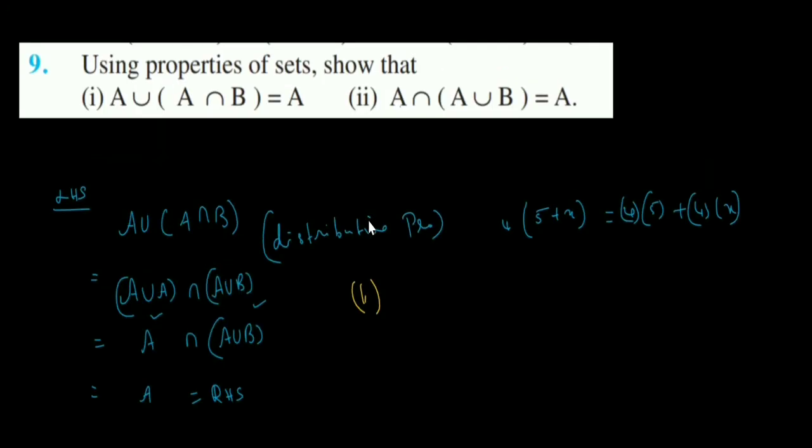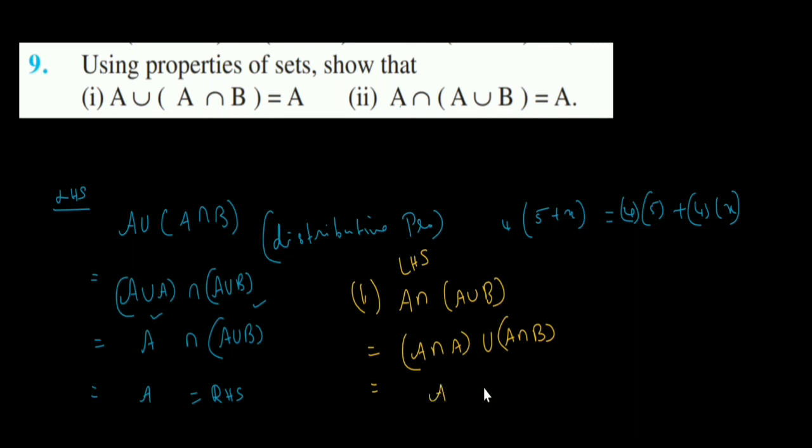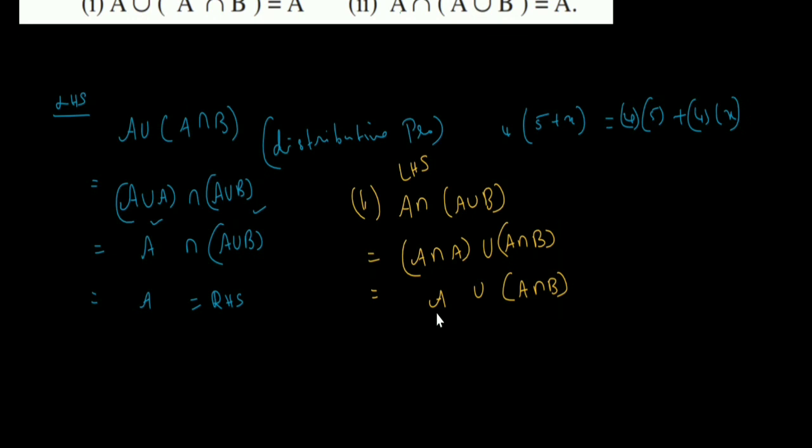What is the second part of the question? A intersection A union B, that is the left hand side. So use the distributive property again. A intersection A, this union will come in the middle, A intersection B. What is this equal to? A intersection A is A. Union A intersection B. So we have A union A intersection B.